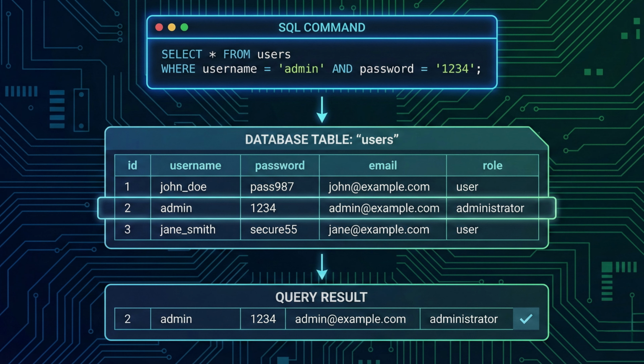SELECT * means give me all information. FROM users means from the users table. WHERE means only if this condition is true. So the website is asking the database.